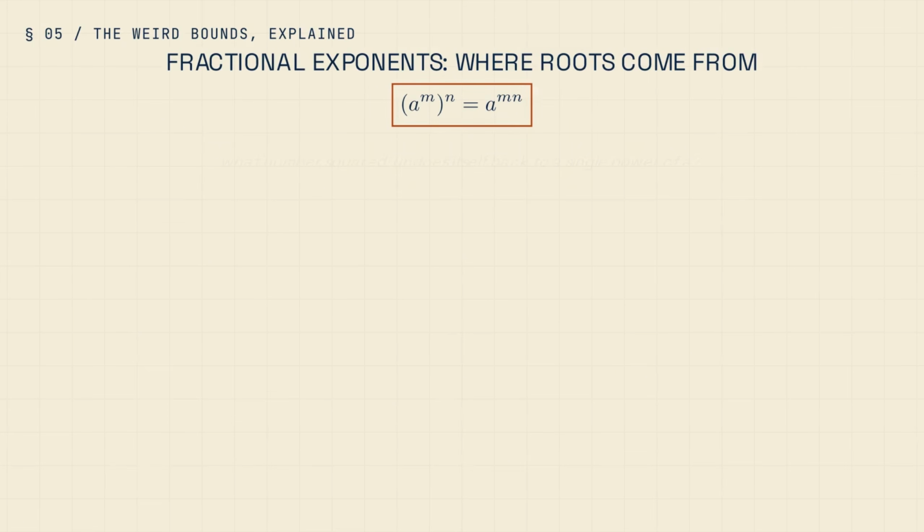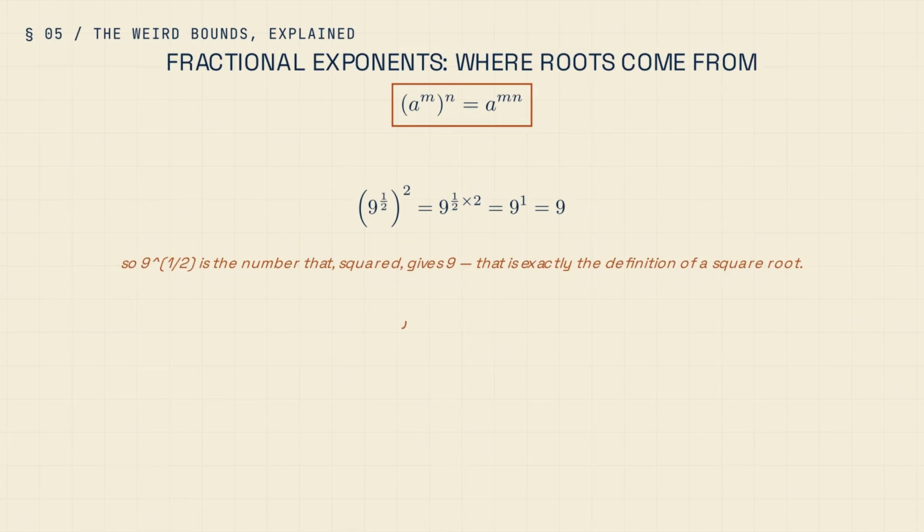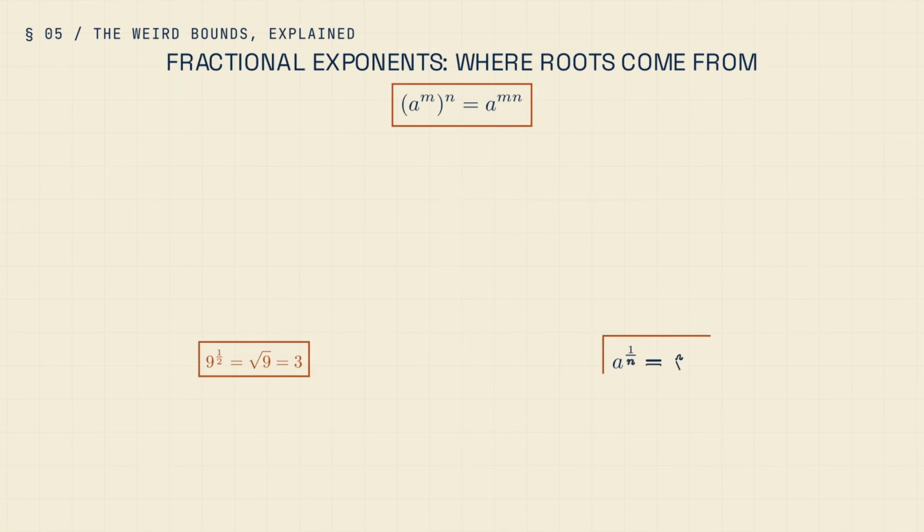Fractional exponents are roots and squares that just cancel out. Try 9 to the 1/2 squared. The exponents multiply, 1/2 times 2, leaving just 9 to the 1, which is 9. So 9 to the 1/2 is the number that squared gives 9. It's exactly the definition of a square root. When we square it, the root cancels out. To generalize it, a to the 1 over n is the nth root of a. We use this simple formula, and here 16 to the 1/4 is the fourth root of 16, which is 2. And for any fraction, m over n, root it, then raise it to the power. This could be used.